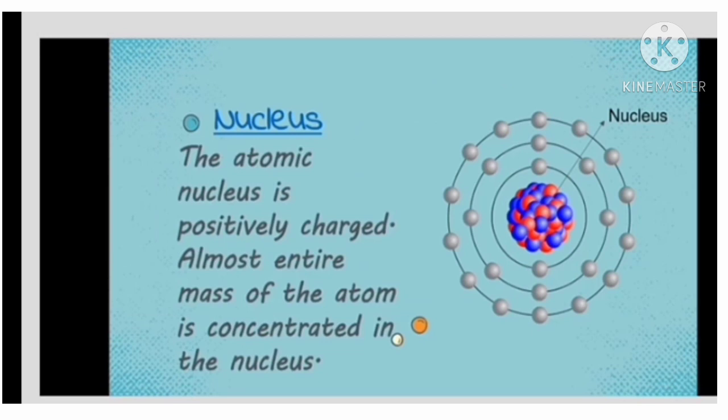First, the nucleus. The atomic nucleus is positively charged. Almost the entire mass of an atom is concentrated in the nucleus. The nucleus contains two types of subatomic particles together called nucleons. That means proton and neutron are the two types of nucleons. First one, proton, and second, neutron.